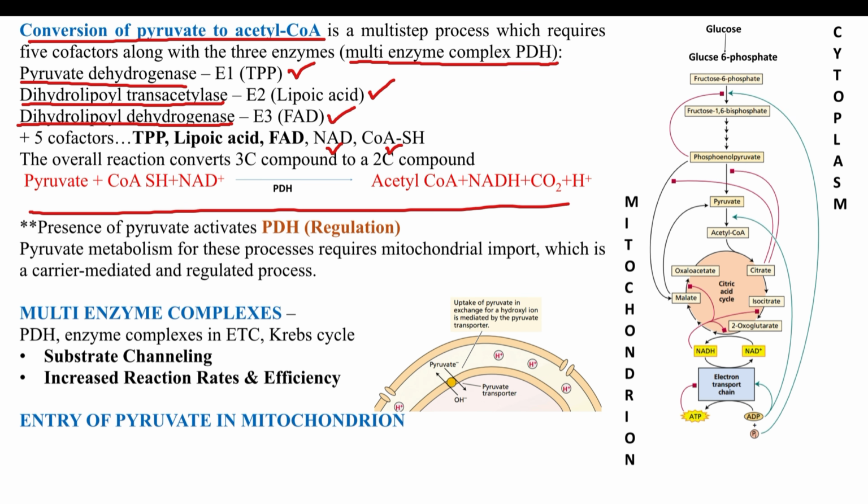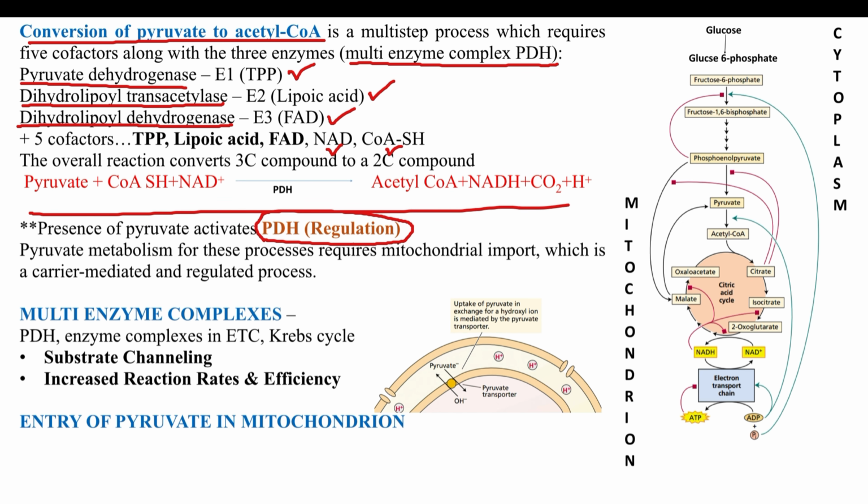The PDH enzyme complex, we must remember, is a highly regulated enzyme complex. We must also know the importance of multi-enzyme complexes, which are not only encountered in the link reaction, but you will also learn about them in the Krebs cycle and also in the electron transport chain. These enzymes increase their efficiency by working in coordination with each other.